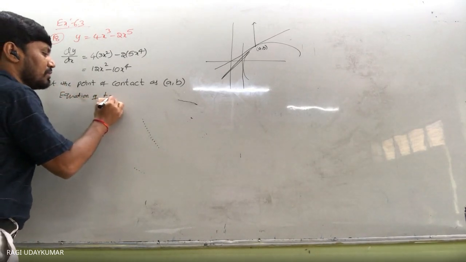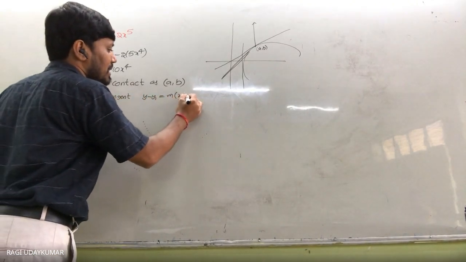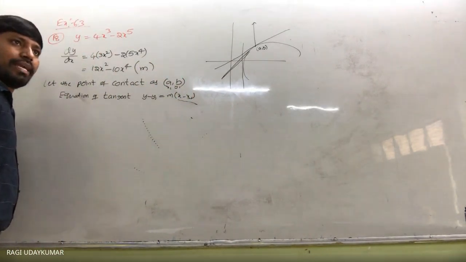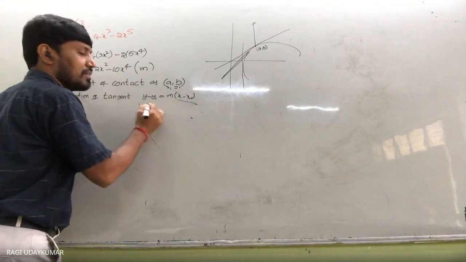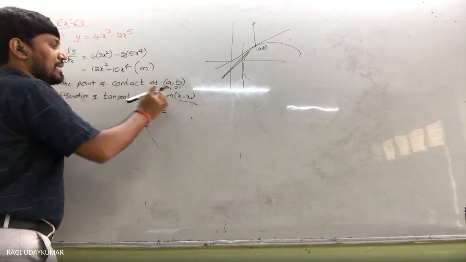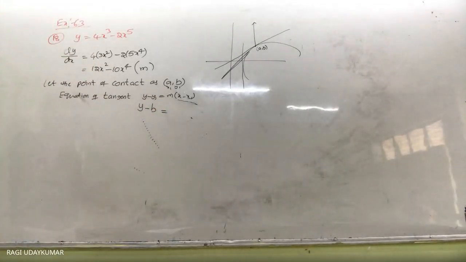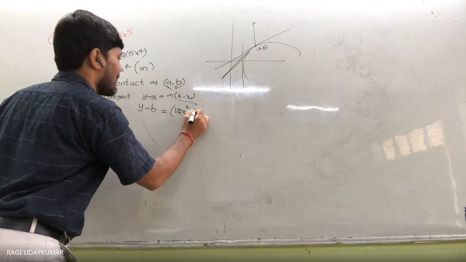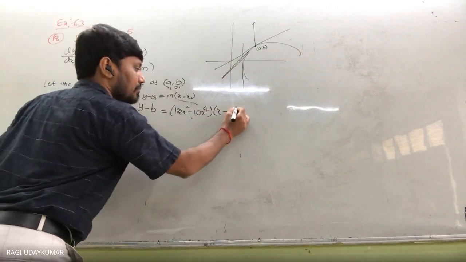Equation of tangent: y minus y1 is equal to m into x minus x1. This is the slope m, and this is x1, y1. So the equation of the tangent is y minus b, which is equal to m, that is 12x square minus 10x power 4, into x minus a. One thing you do remember here.